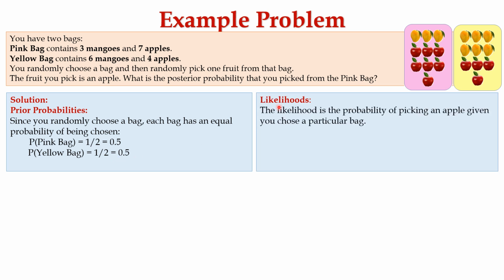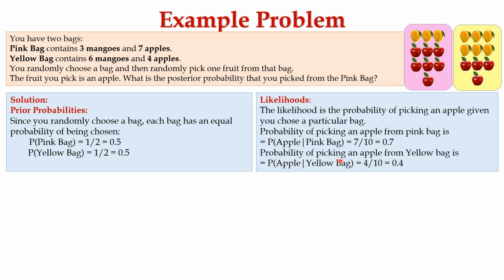Next, we can find the likelihoods. The likelihood is the probability of picking an apple given you chose a particular bag. The probability of picking an apple from the pink bag is the probability of apple given pink bag, which is equal to 7 by 10. That is, we have 10 fruits in the pink bag, out of which we have 7 apples. So it is written as 7 divided by 10, which is equal to 0.7.